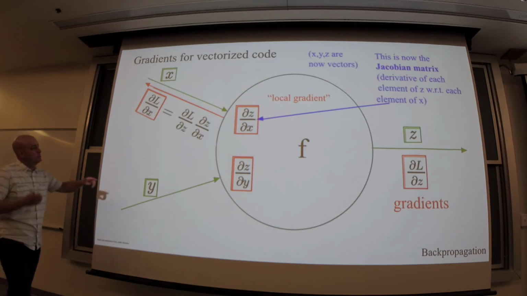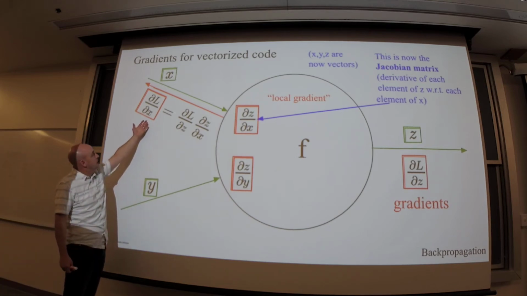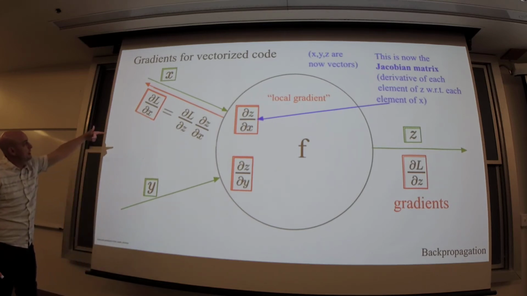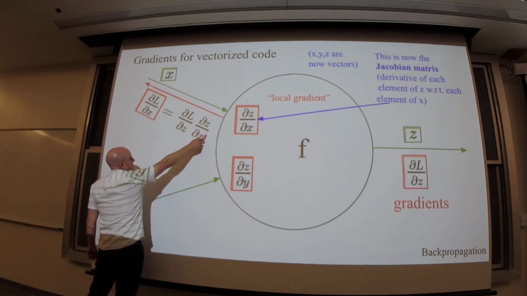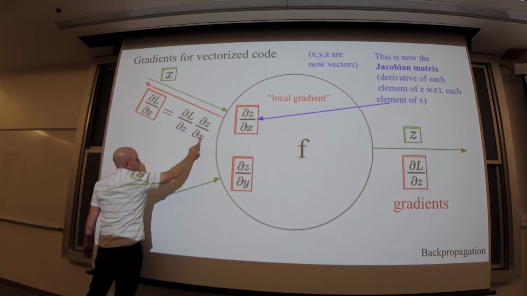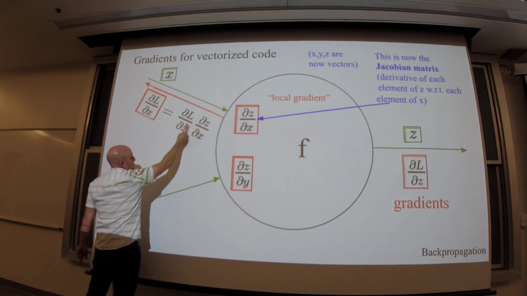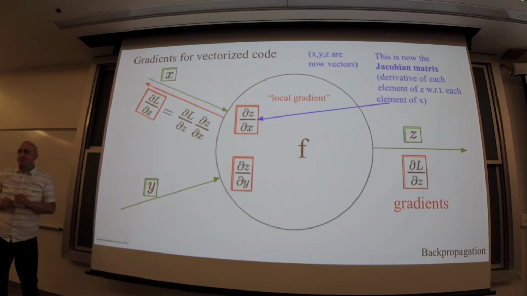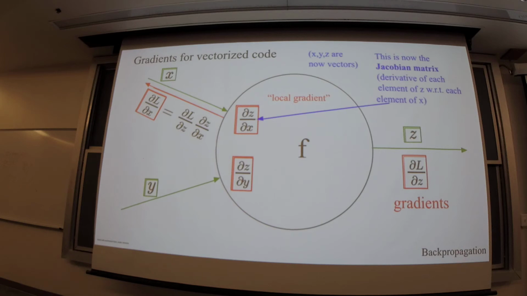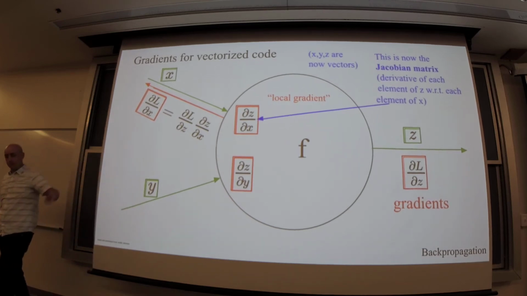Then, to do backprop, to get your partial of the loss with respect to x, you're going to have a matrix multiplication, this partial of z with respect to x. So this matrix multiplied with this vector, and you're going to get back a vector. Again, that's right, because the loss is a scalar, and you take the partial of that with respect to a vector, you get a vector. So everything's tracking nicely. And same thing with y, just replace x with y.